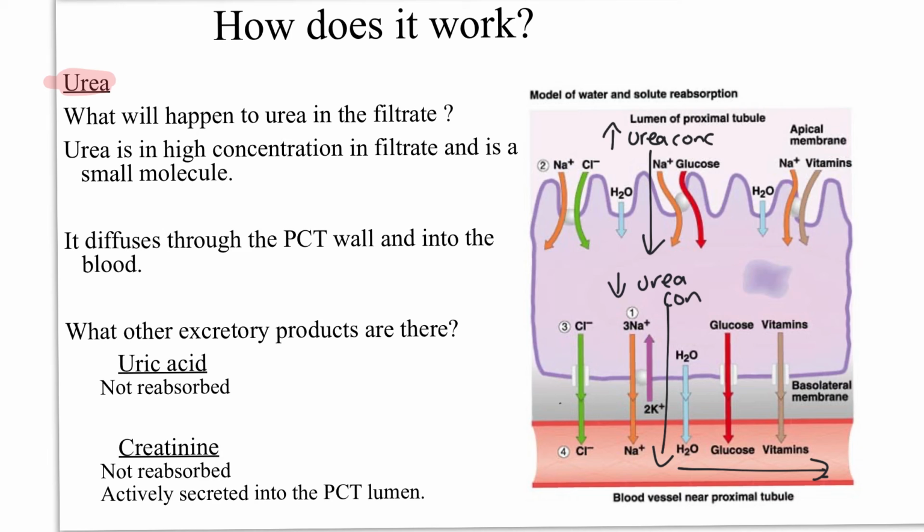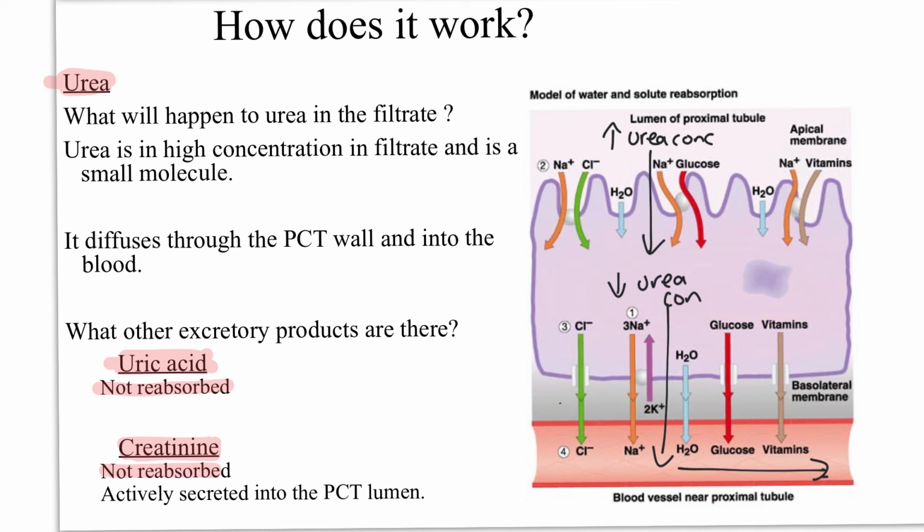However, some of the other substances are a little bit easier to get rid of. Uric acid cannot travel via simple diffusion, and there are no transport proteins that are complementary to it, so it's not reabsorbed at all. So 100% of the uric acid that is filtered out at the glomerulus is lost in our urine.